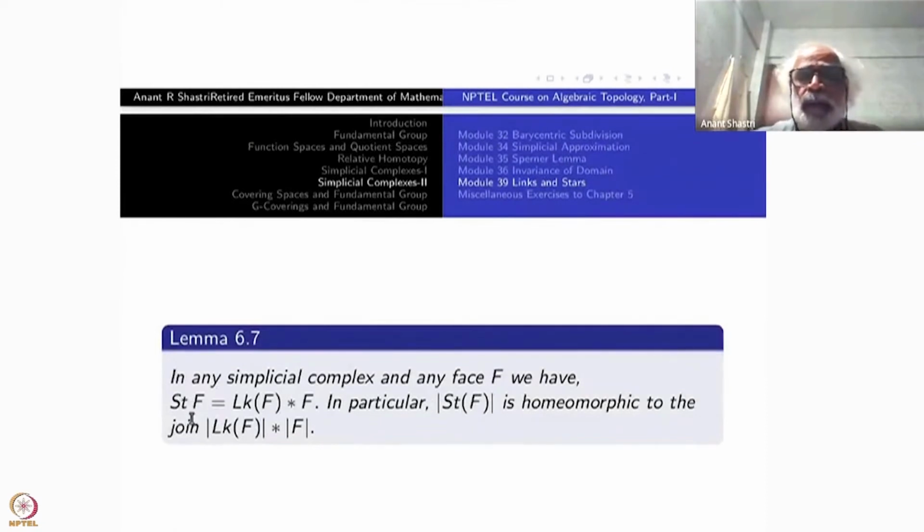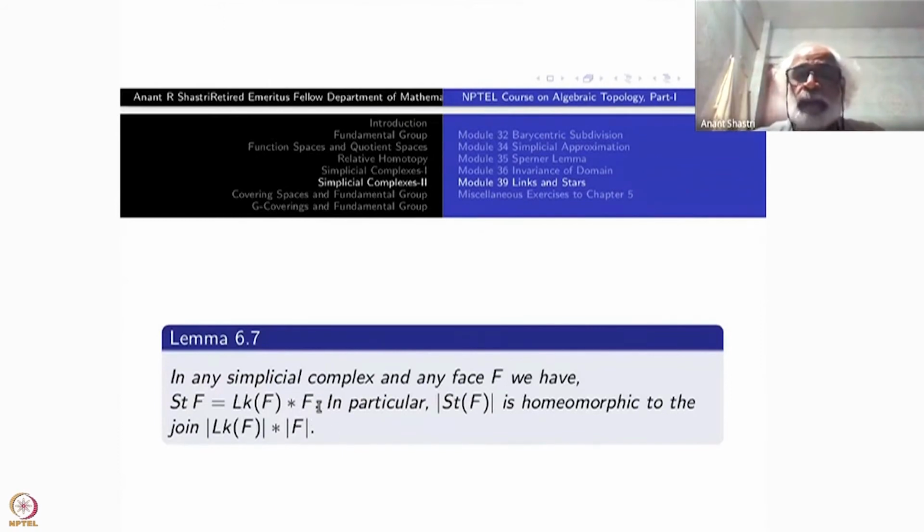I am not writing the subcomplex L here, but if you write that, it will also be true, because this is true for every simplicial complex. I can put an L here, then it will all be true. Star of F is equal to link of F joined with F. What is this F? F is a simplicial complex itself. It's like a delta n, if n is the dimension of F. All subsets of that are also taken here. That is the meaning of F as a simplicial complex.